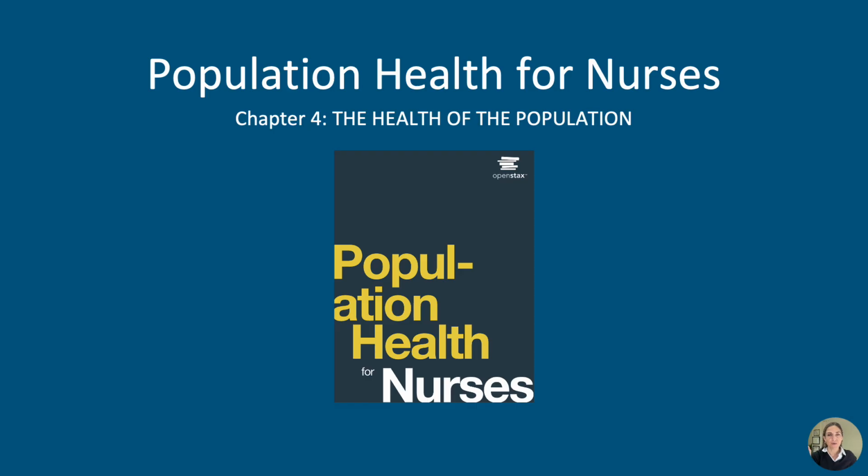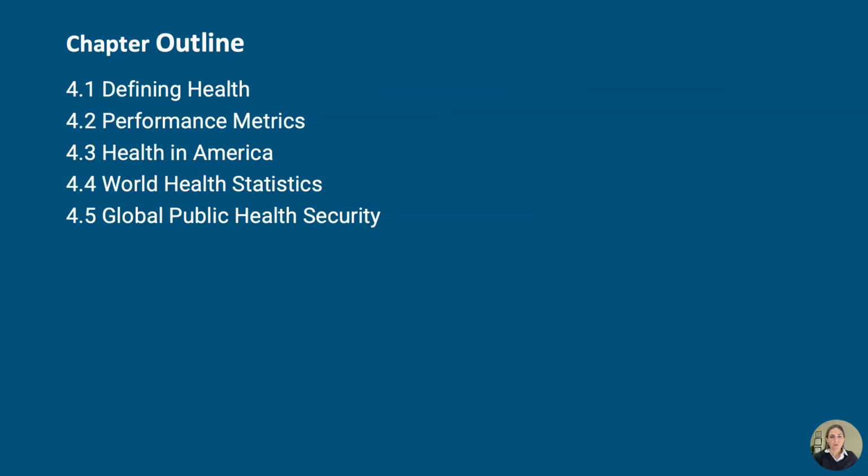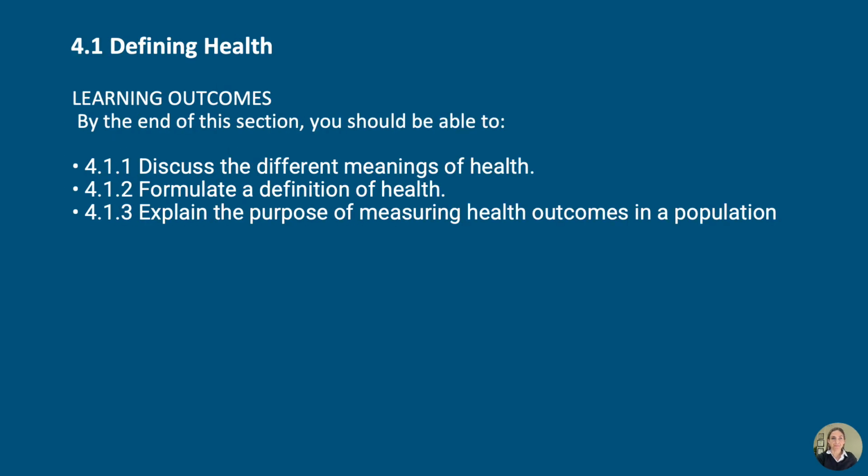We're following the OpenStax textbook, and we're going to be summarizing Chapter 4, which is the health of the population. What we're going to cover: we're going to define health, look at performance metrics, define health in America, evaluate the World Health Statistics, or have that conversation as to know what to look for, and talk about global public health safety. By the end of this section, you should be able to talk about the different meanings of health and formulate a definition and really explain the purpose of measuring health outcomes in a population.